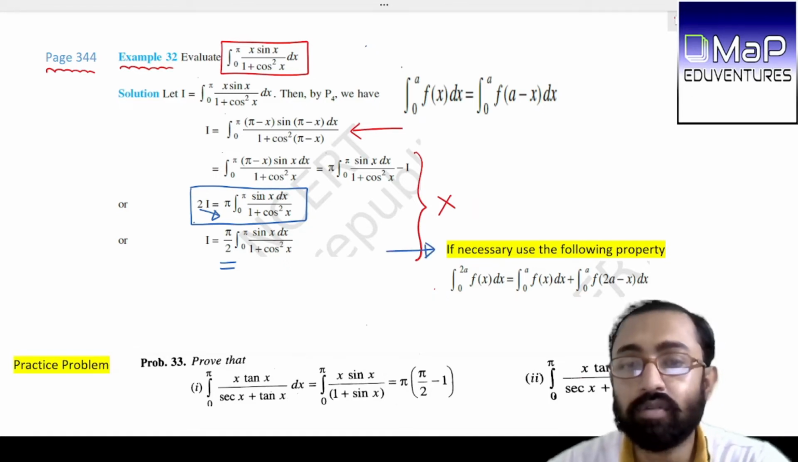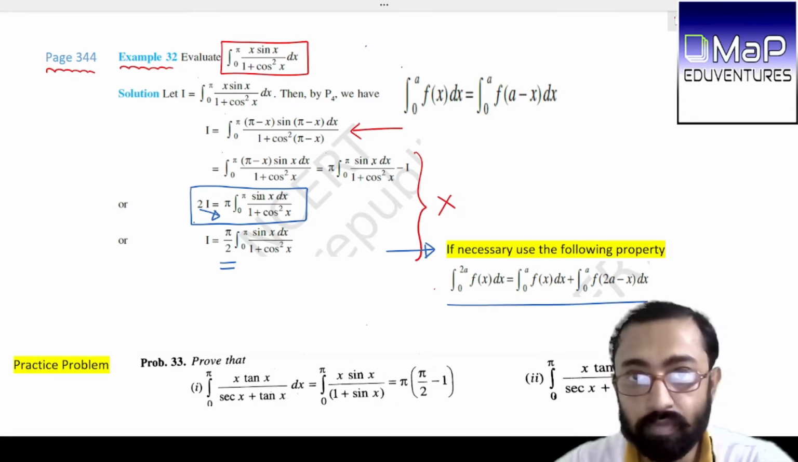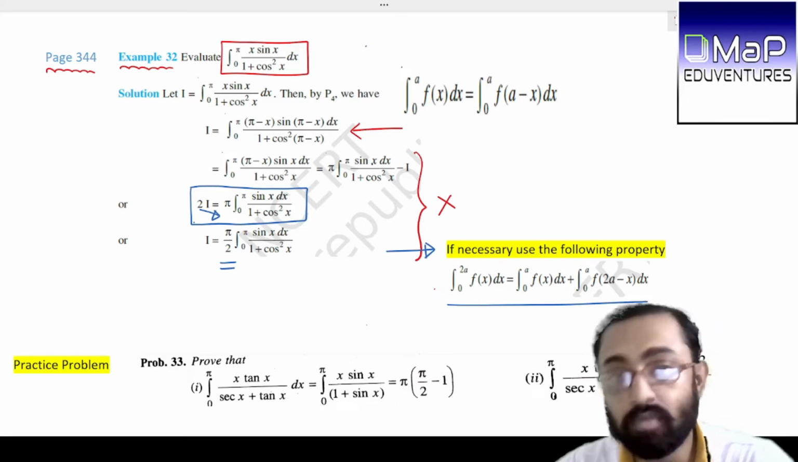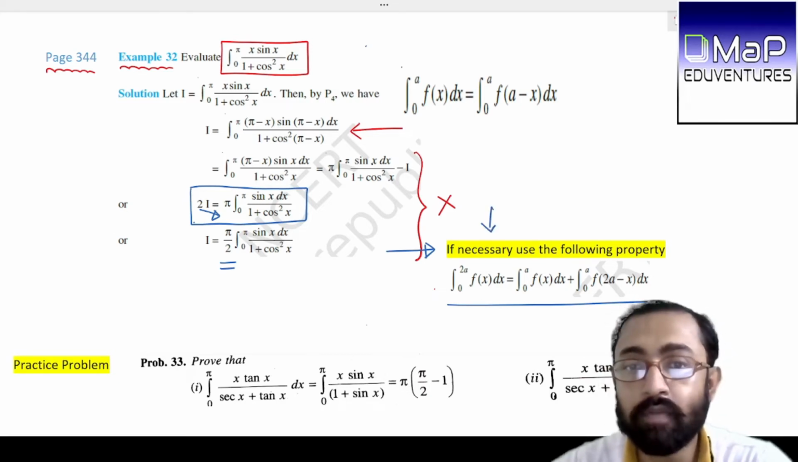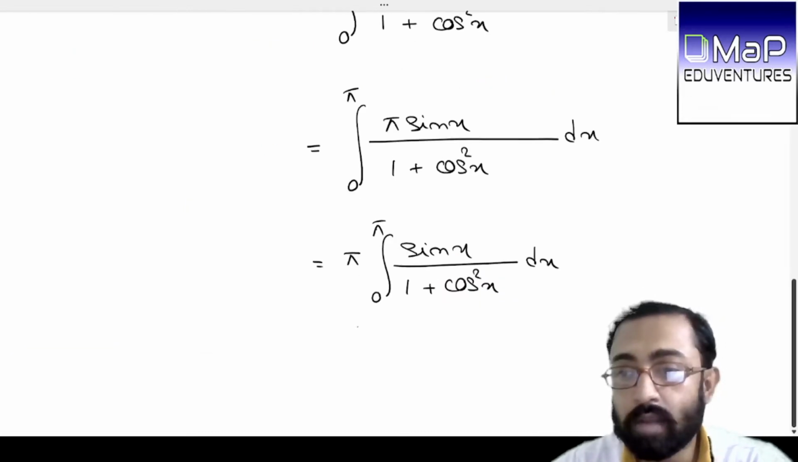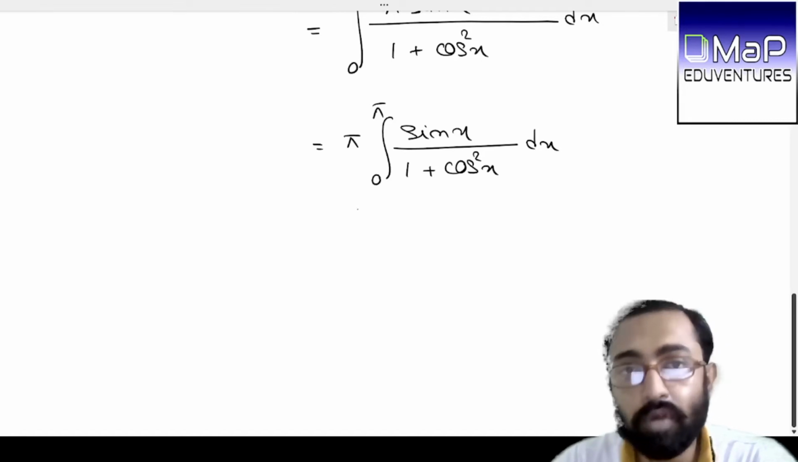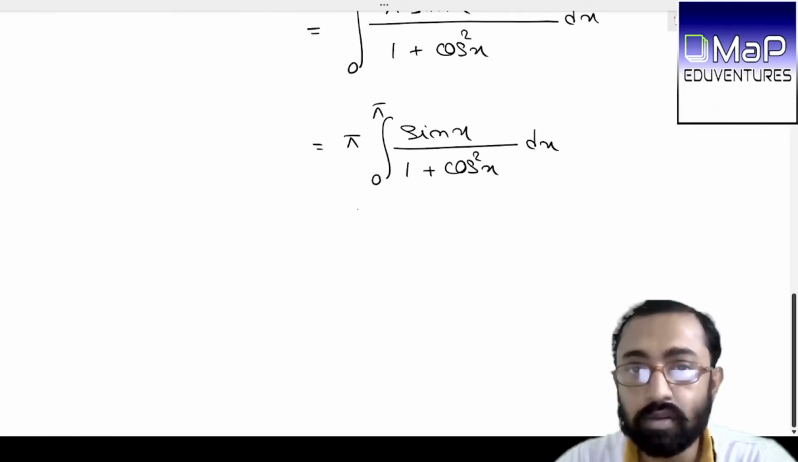If necessary, use the following property of 0 to twice a. Now, how should we know that a property is to be used? Because if necessary, so what is the condition? Okay, let us go here. After reaching here, first of all, observe that substitution goes in.